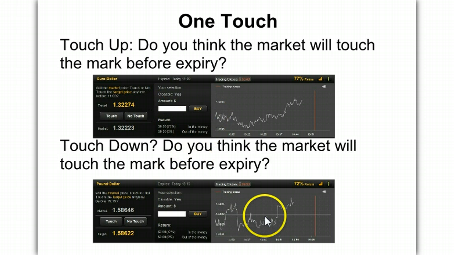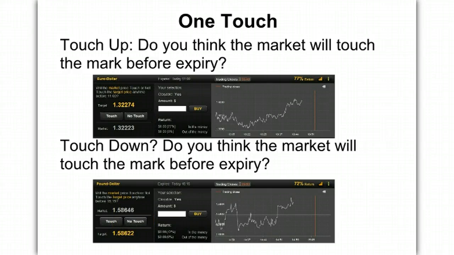Same goes for touch down. Here is the line. This is your target price. Once you enter a trade, this line does not move. The market will move up and down, but this line will not move. The target price will not change once you enter the trade. If you think it will touch down to that line, you select touch. If you think it will not touch that line before it expires, you would select no touch.